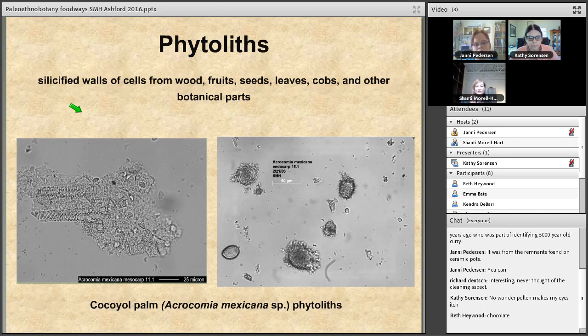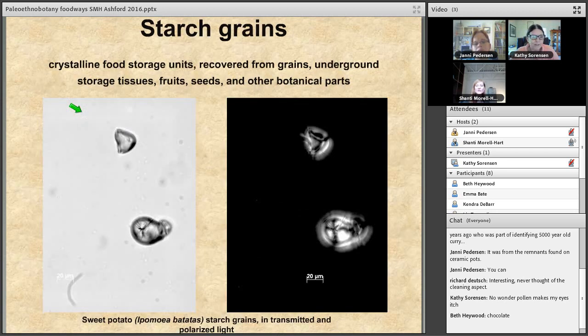Very distinctive. They look like these kind of freaky planets under the microscope. And then in terms of microbotanical residues, we've also got starch grains, something else that I focus on. So these are crystalline food storage units that you recover from grains, from underground storage tissues like roots and tubers, sometimes from other kinds of seeds, and various other kinds of botanical parts. And as with phytoliths, sometimes they're diagnostic, they're really distinctive. Other times, virtually non-diagnostic at all.